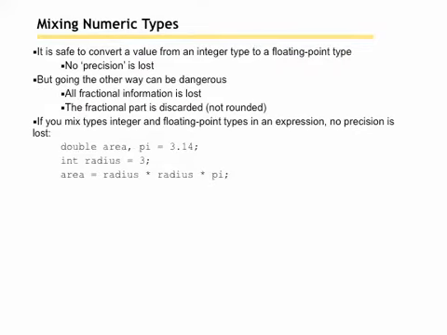You can mix number types, and what does that mean? You can provide an expression that includes both ints and doubles. It's safe to convert a value from an integer to a double because no precision is lost. 2 is the same as 2.0. That's fine. But going the other way can be dangerous.